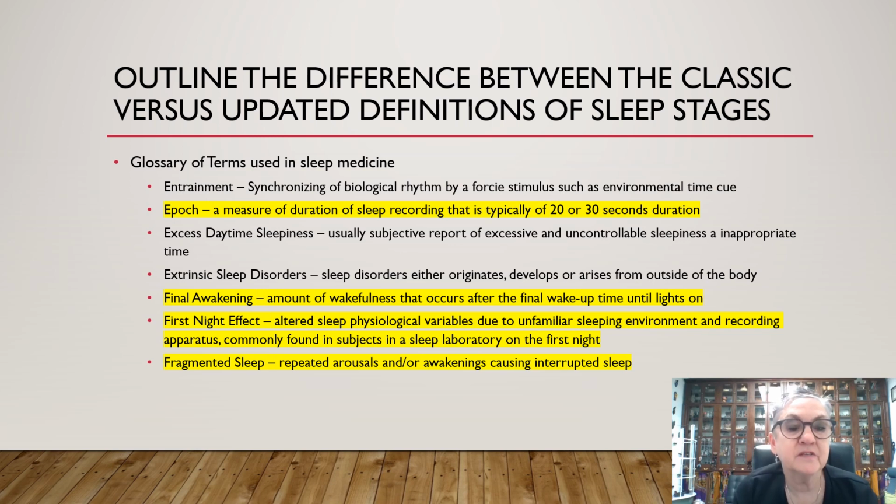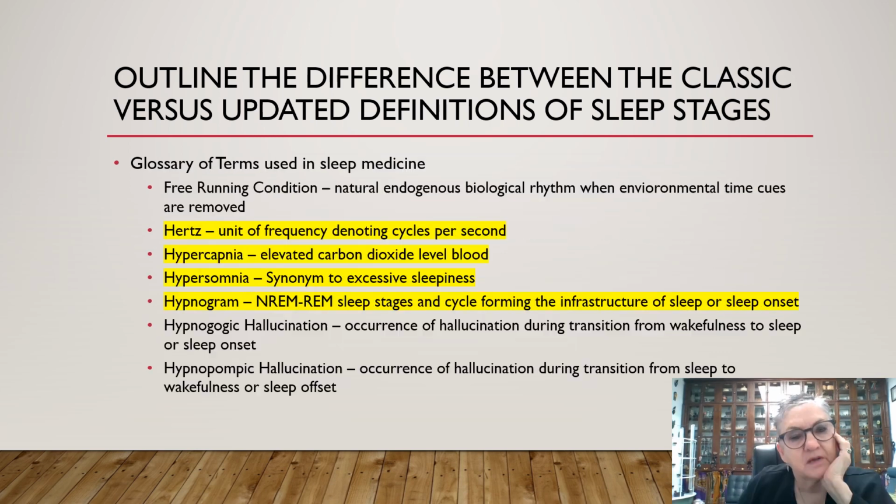First night effect is the altered sleep variable due to unfamiliar sleeping environment and recording apparatus, commonly found in subjects in the sleep lab on their first night. And fragmented sleep, repeated arousals or awakenings causing interrupted sleep. A few more pages of terms.